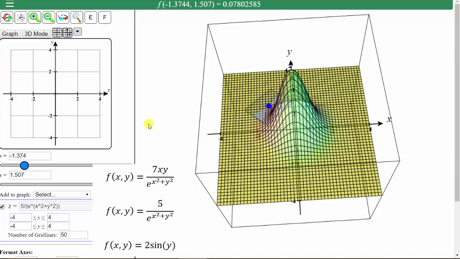And now we click on a point in the trace plane. Let's click the point 2, 2, and the tangent plane appears at that point on the surface, and now we can animate the tangent plane along the surface. The plane is tangent to the surface at the blue point.